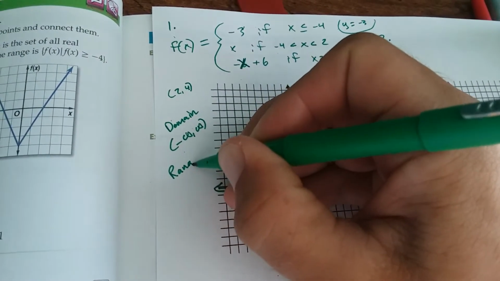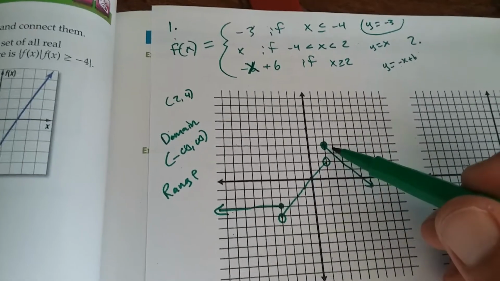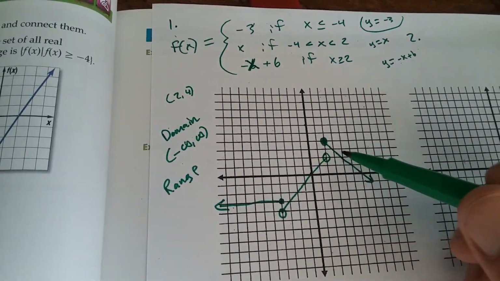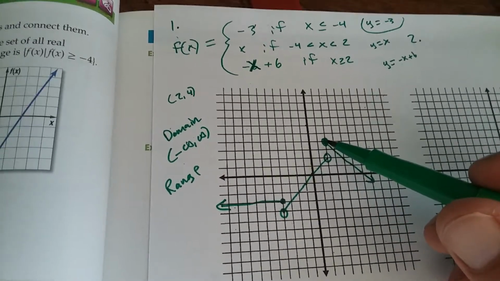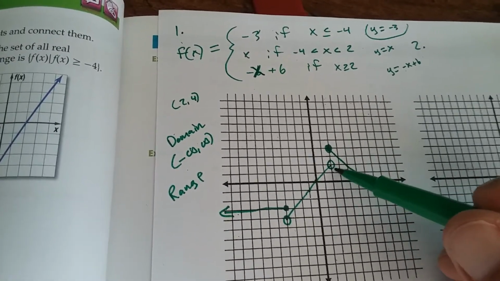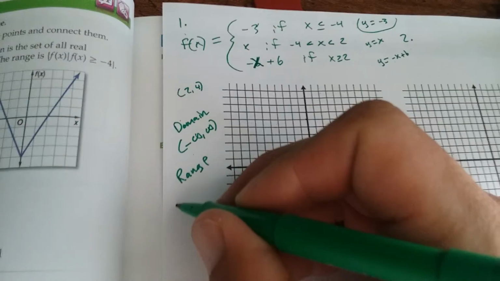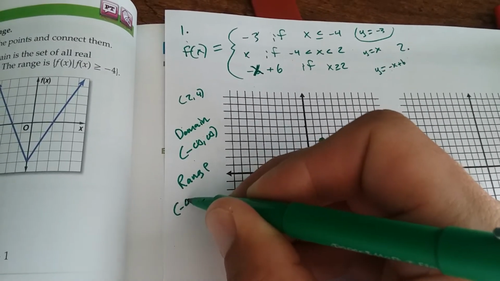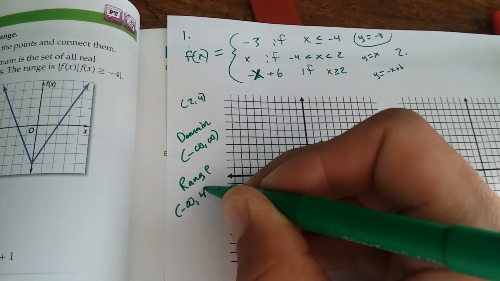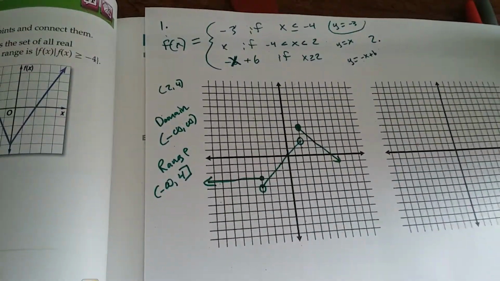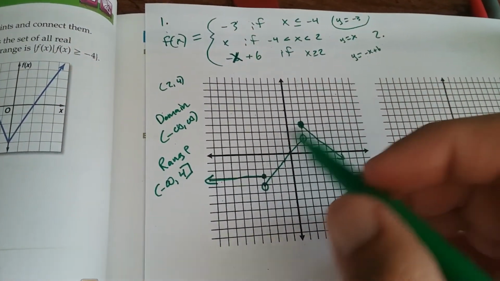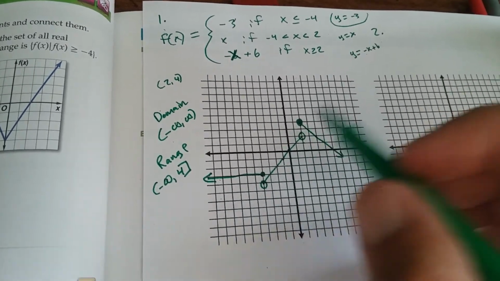Now your range, okay, this goes down. If you look at this one here, this ray, it goes down forever. And your highest value, okay, it goes up 1, 2, 3, 4. So it goes from -infinity all the way up to 4, and include a square bracket here because you actually include that endpoint. You have to have a square bracket when you include the endpoint.